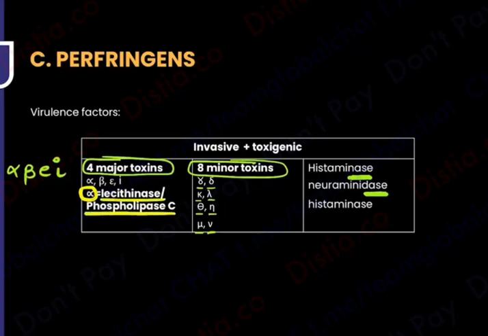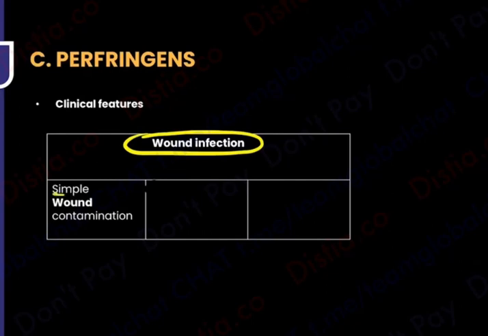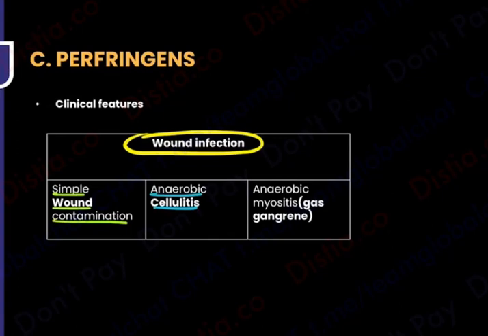So where will this lecithinase be used? That you will come to know in 10 minutes. But just remember that the major alpha one is going to have a lecithinase activity. These are the virulence factors. What is the disease that it's causing? Of course, this is going to occur because of a wound infection. So most of the times there is some road traffic accident, some crushing injury, some kind of wound infection that has occurred. Because of it, to start with, any simple wound contamination can occur. But in advanced cases, it can result in anaerobic cellulitis, and it can result in the most deadly gas gangrene.